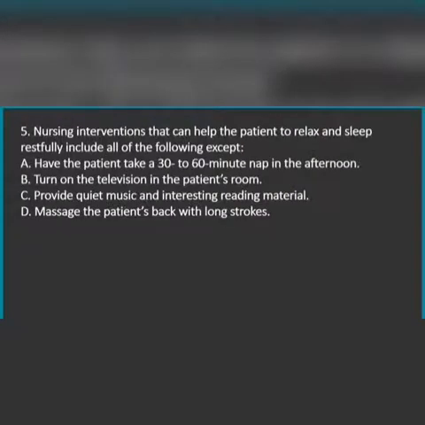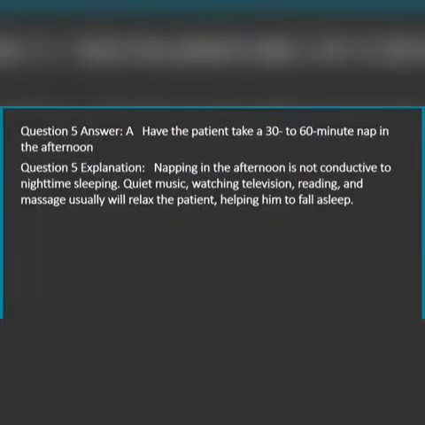Question 5 Nursing interventions that can help the patient to relax and sleep restfully include all of the following except: A. Have the patient take a 30 to 60 minute nap in the afternoon. B. Turn on the television in the patient's room. C. Provide quiet music and interesting reading material. D. Massage the patient's back with long strokes. Question 5 Answer: A. Have the patient take a 30 to 60 minute nap in the afternoon.